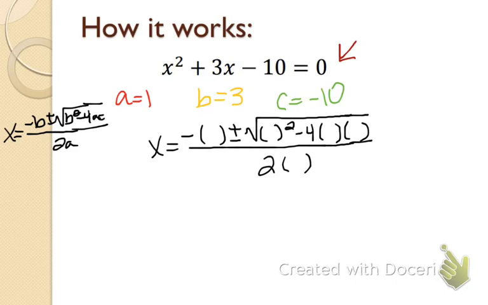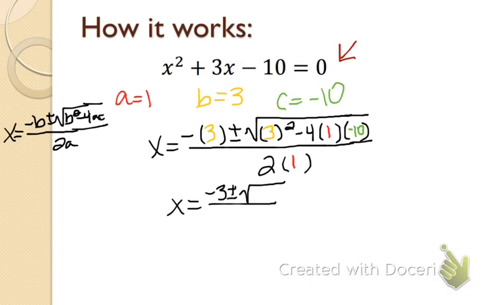So we have -3 goes in this blank, plus or minus the square root of 3 again in this blank, squared, minus 4 times a, which is 1, times c, which is negative 10, all divided by 2 times a, which is 1. So it looks messy because of all these parentheses that are in there. So I'm going to simplify it just a little. And now we have negative times 3 is negative 3, plus or minus.